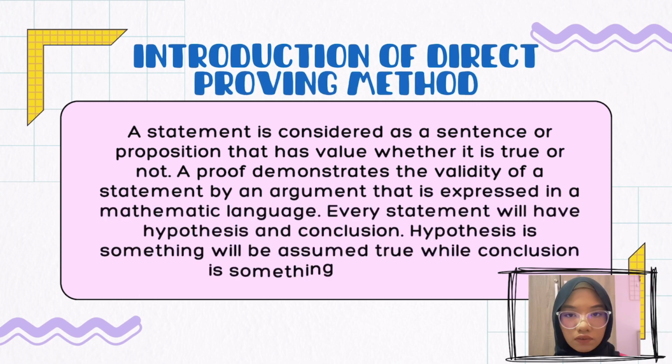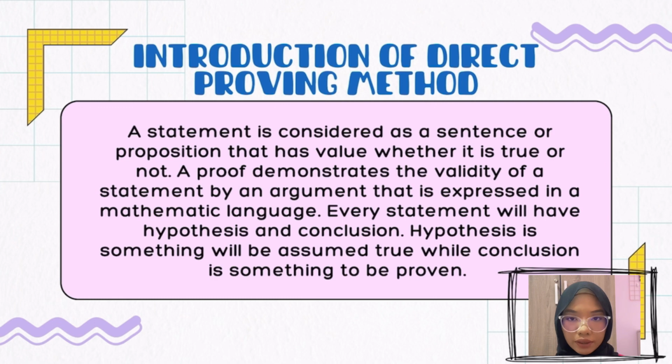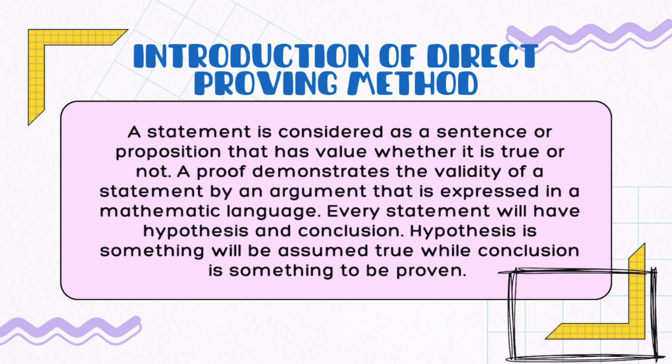For the introduction of the direct proving method, a statement is considered as a sentence or proposition that has a value of whether it is true or not. A proof demonstrates the validity of a statement by an argument that is expressed in mathematical language. Every statement will have a hypothesis and a conclusion. Hypothesis is something that will be assumed true, while conclusion is something to be proved.